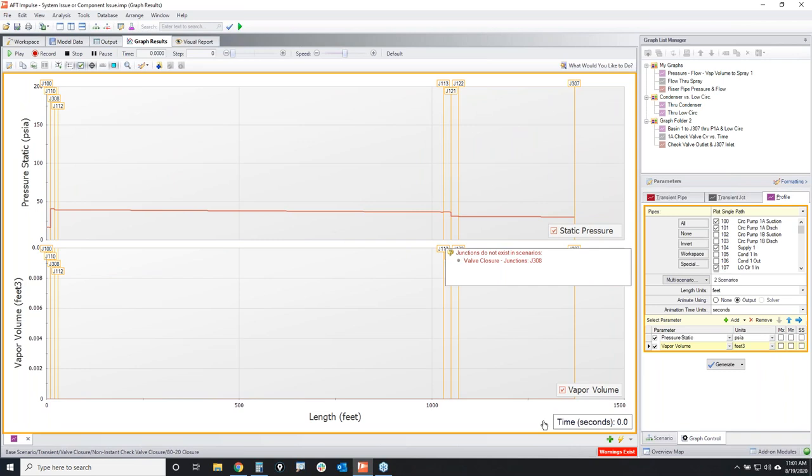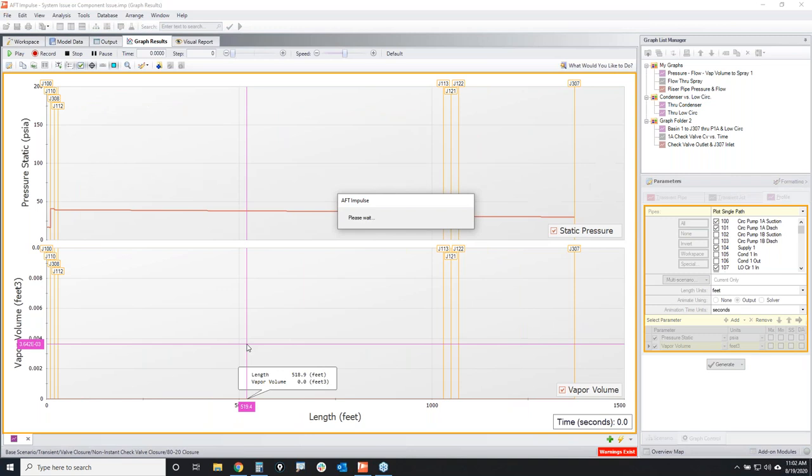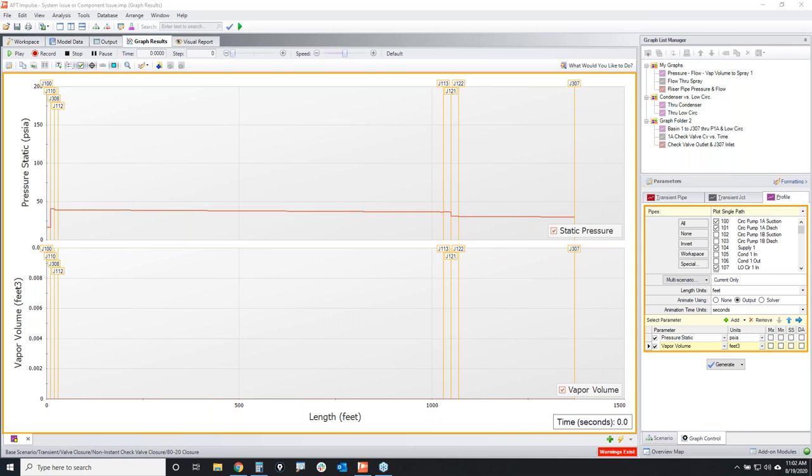Let's see. So this is one thing to pay attention to, if you're doing this multi-scenario graphing, in order for that to work, you have to have the same pipes and junctions in each of the scenarios. And so because it's forgetting something, it's telling me that I don't have a certain valve in that path. So it's only going to plot one scenario, which is the current scenario. So we'll just make it easier on ourselves and say current scenario only. All right. So if you remember, the scale that we saw in the first scenario that we looked at was much, much higher. It was up to 500 PSIA. This is now around 200.